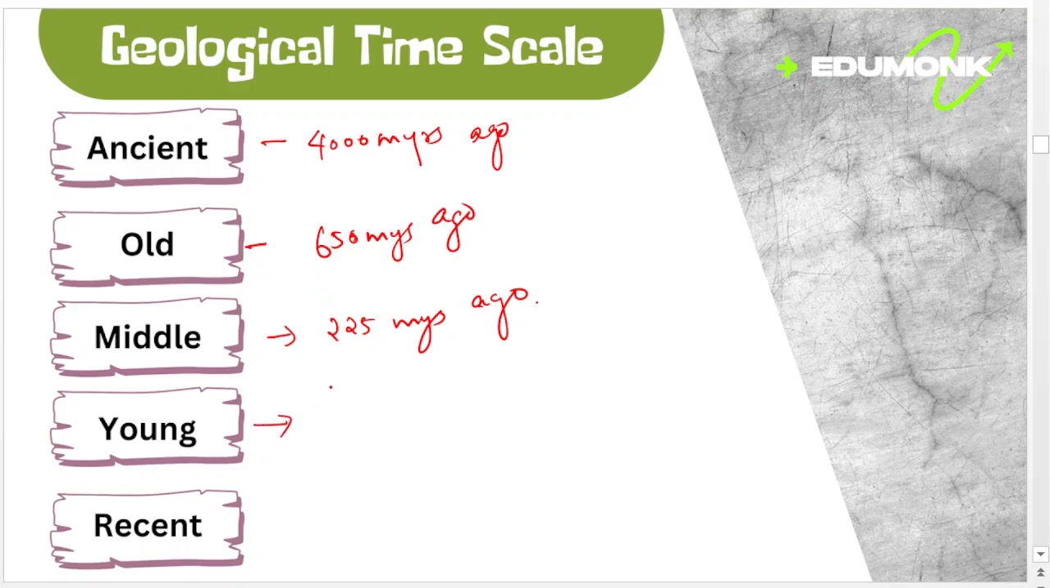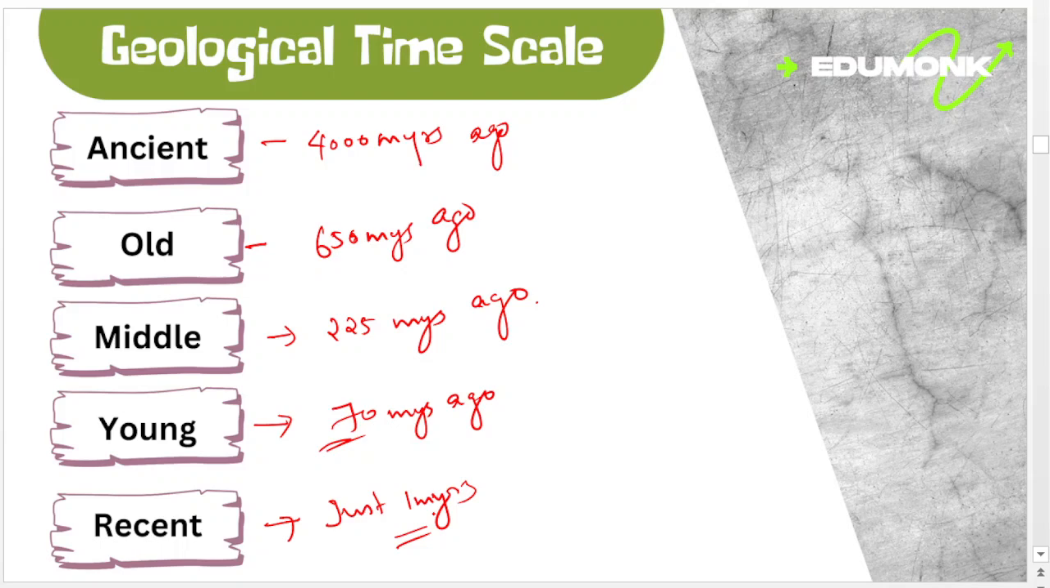Then the young feature means around 70 million years ago. That means the physical feature is formed between 225 and 70 million years ago. Recent means just 1 million years ago. This is the geological time scale of our earth. It's based on the formation of physical features on our earth.